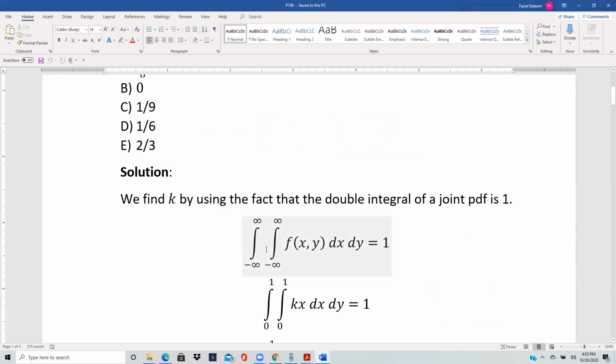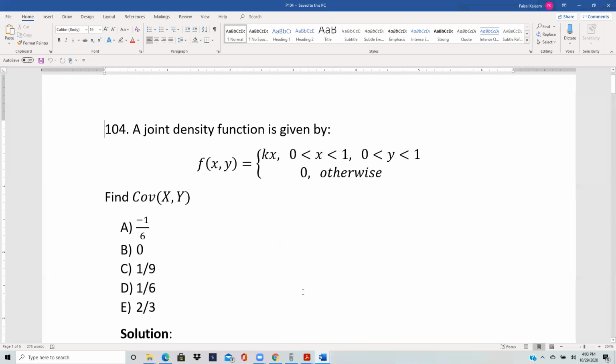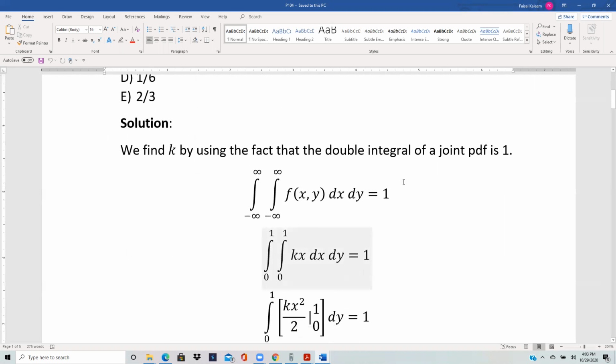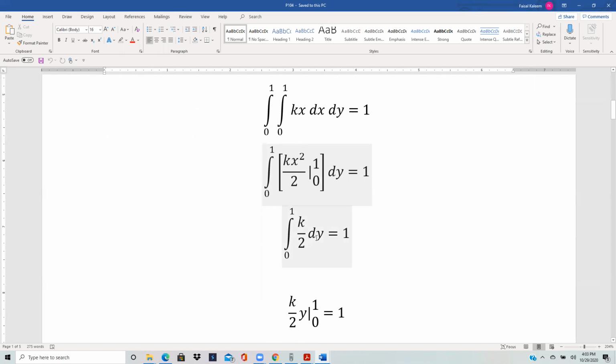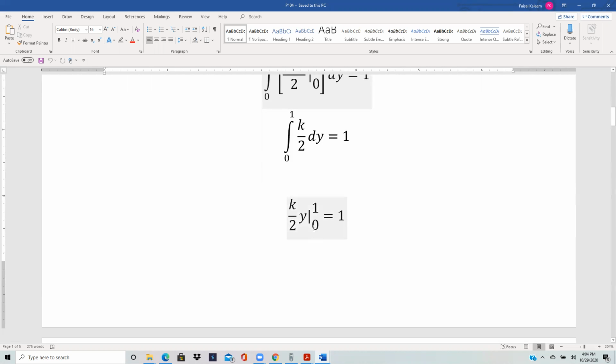So the double integral in general is from negative infinity to infinity for both. So the PDF has to double integrate to 1. Here the PDF is kx, and the range is 0 to 1, 0 to 1 for both. It doesn't matter which order you do the integral in. If we do it with respect to x first, we get kx squared by 2. X goes from 0 to 1, so that becomes k by 2, and then we do it with respect to y. So it would be k by 2 times y, and then you substitute the limits.